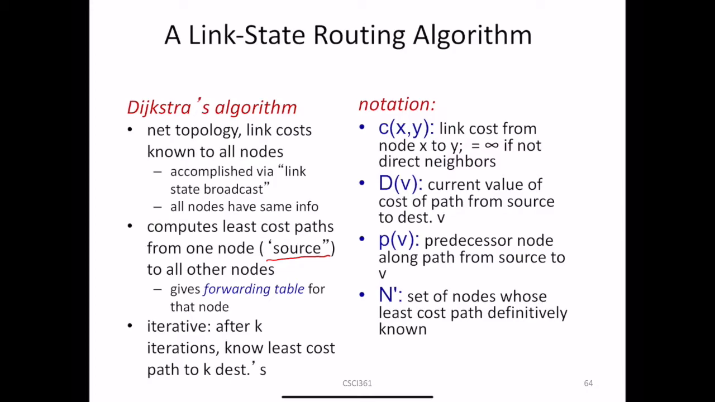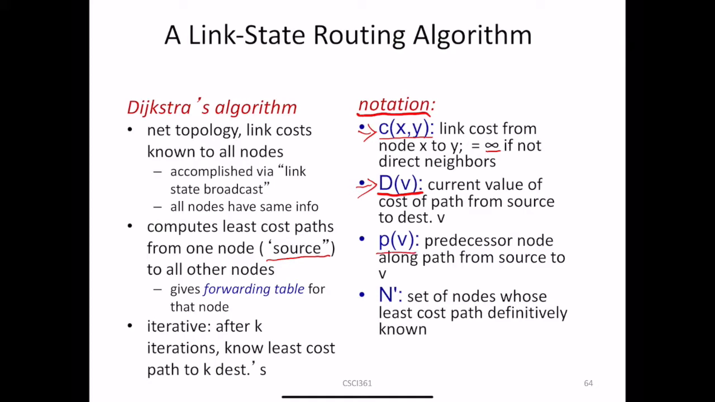Then let's learn some notations. For the first one, c(x,y) is the link cost from node x to y. If there's no direct link between x and y, we give the cost equal to infinity. D(v) is the current value of the cost of the path from source to destination v. This is the cost for the path and not for a link. This one is for a link. This one is for a path.